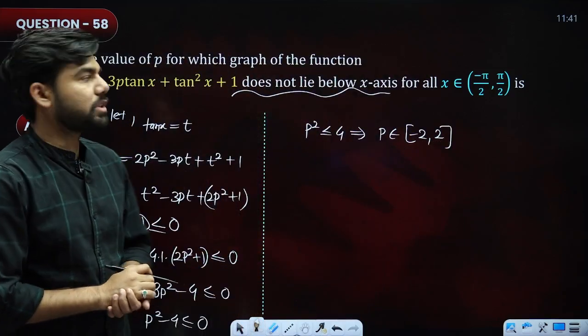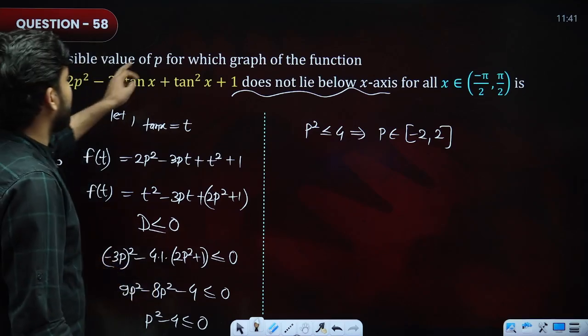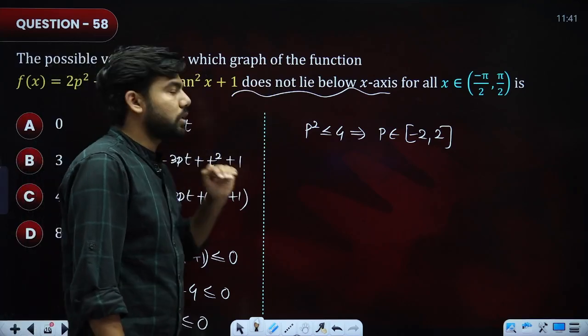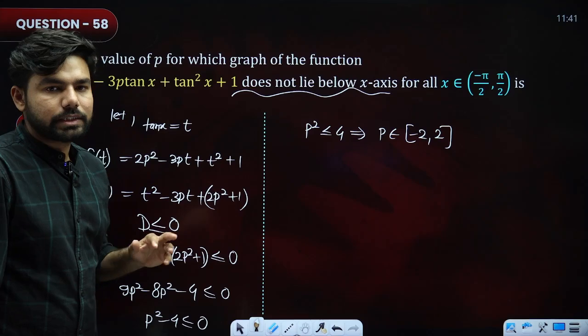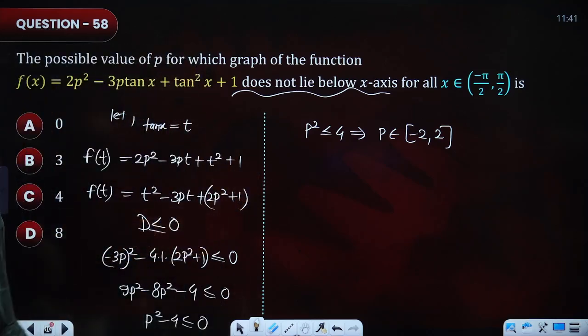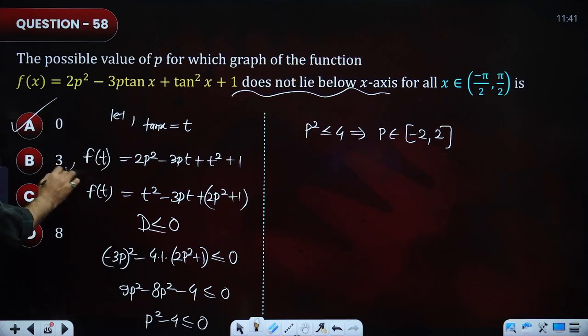According to this question they asked for the possible value of p for which the graph of the function is below the x-axis. So for that case the p should lie in between minus 2 to 2. So here 0 lies between minus 2 to 2, while 3, 4 or 8 are not lying. So option A is the correct answer.